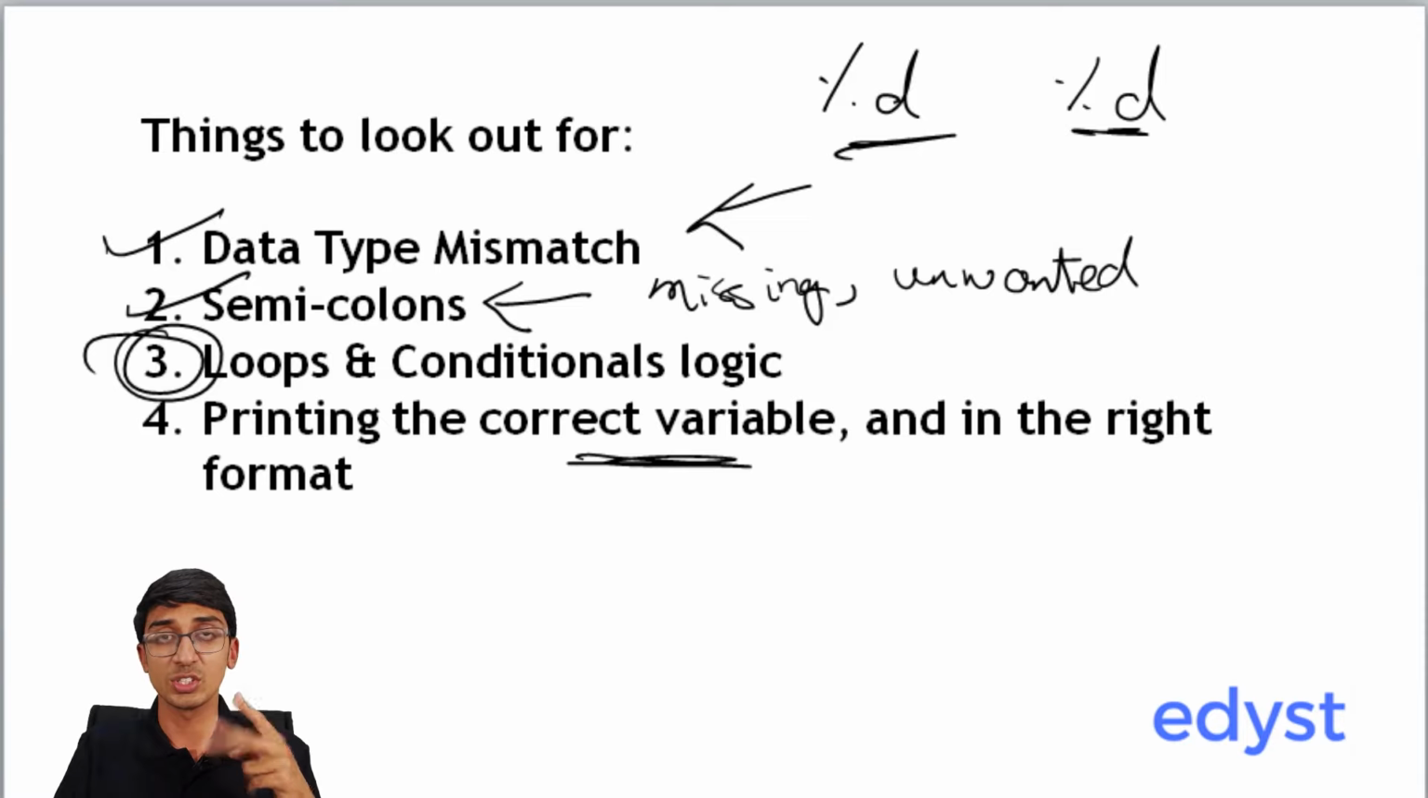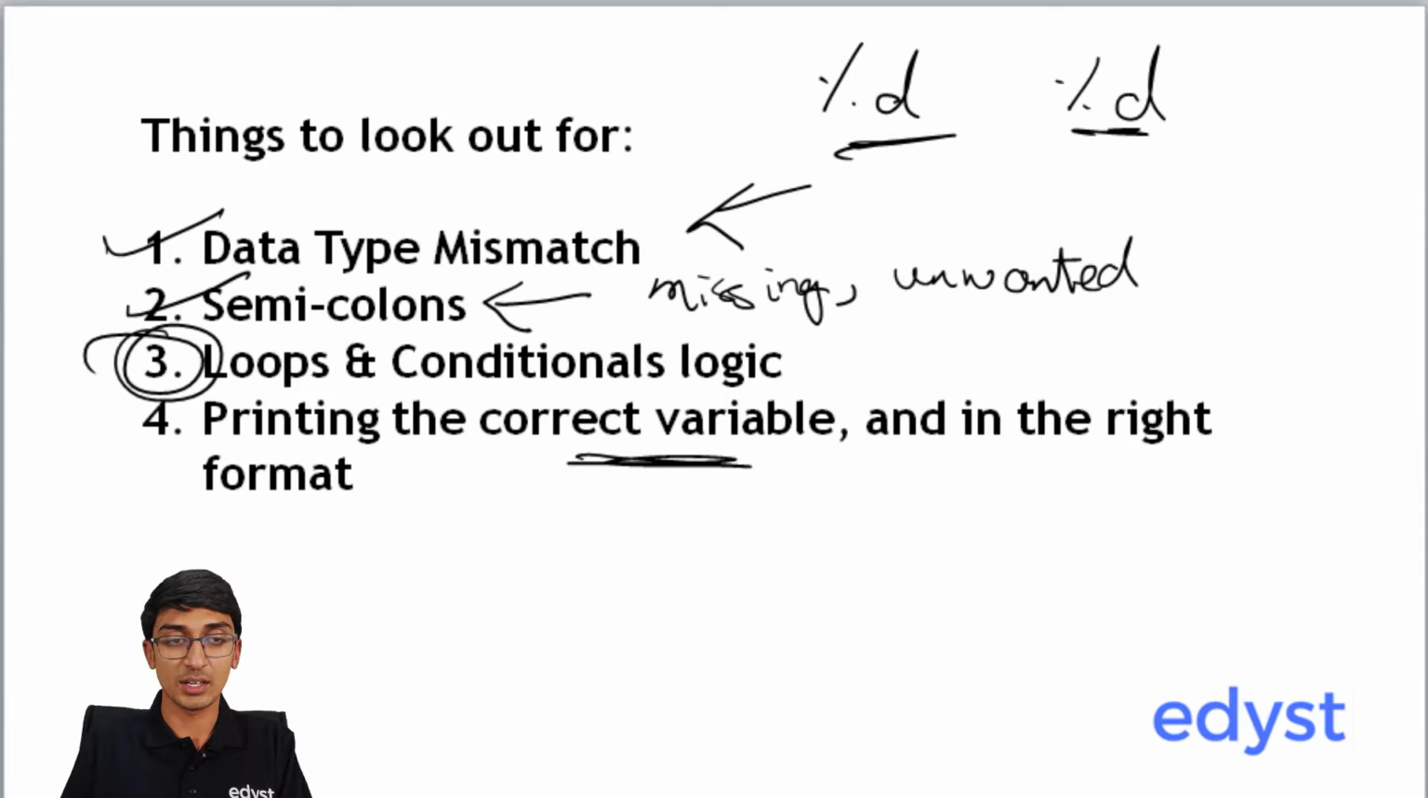Loops and conditionals logic: we did a little bit of rough work to find out which loop is not behaving correctly. And the fourth one is that we printed the correct variable. J was correct, it was printing correctly, but not in the right format. It was printing in the same line, but we were supposed to be printing it in a new line every time. All right. So I hope you understood with this formula that generally if you follow this formula, most of your questions should be solved, right?